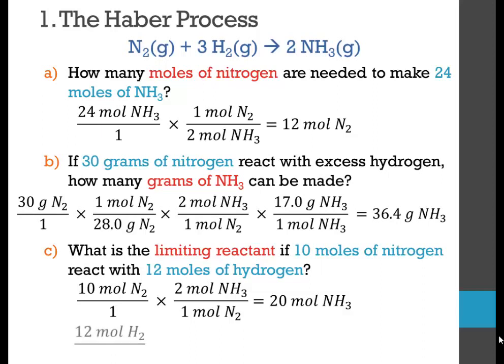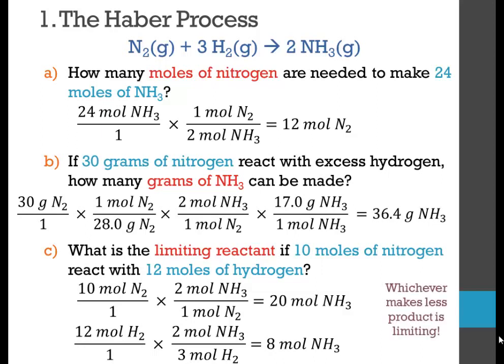Now we need to perform the exact same calculation, except we're going to start with our hydrogen. So because hydrogen is already in moles, there's no need to convert. I can go straight to a mole ratio. So I'm using the mole ratio of ammonia to hydrogen, which is 2 to 3. So again, we only have 1 product that we can choose, and that 1 product is ammonia. So with those 12 moles of hydrogen, I can only make 8 moles of ammonia.